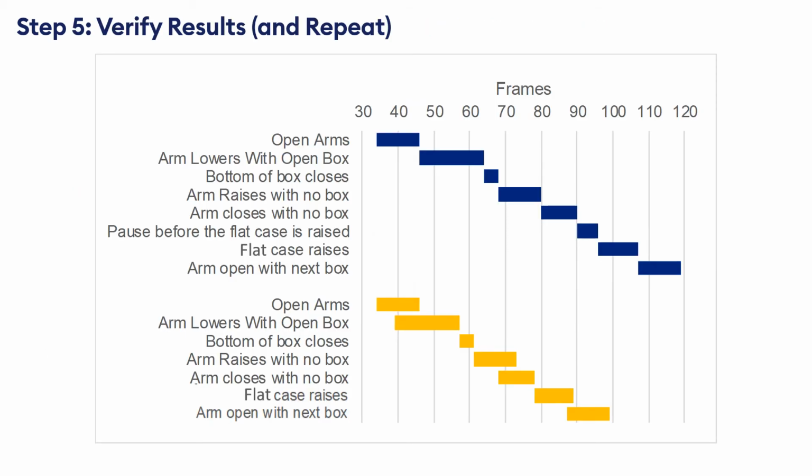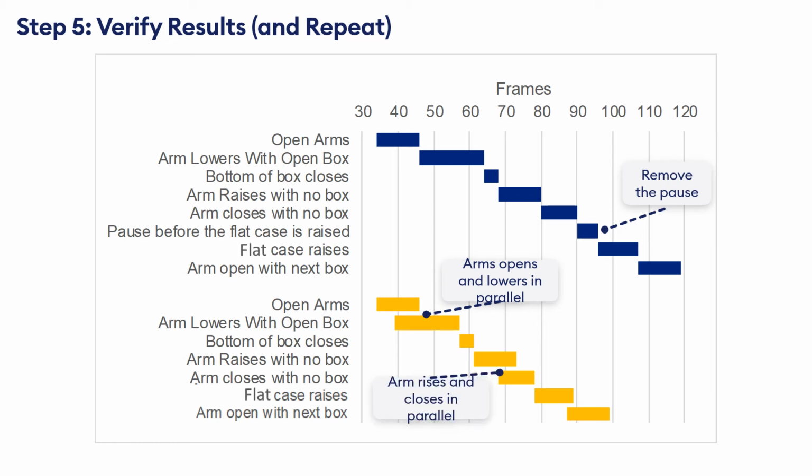With these changes implemented, here's a revised Gantt chart in yellow of what the team expected to see. First, you can see that this pause, which was in the original Gantt chart, has been removed from the improved cycle. Next here, you can see the arm is opening and lowering in parallel rather than waiting for the opening to finish before the lowering begins. And then same again in reverse, the arm is rising and closing in parallel. And finally, this small opportunity to begin opening the arm before the box is pushed all the way up into the clips.